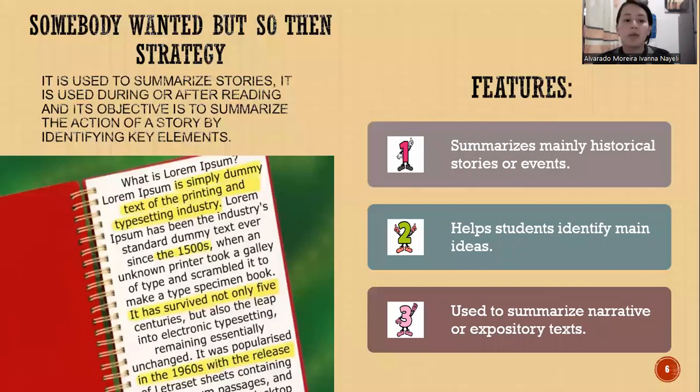Okay, then we have another strategy to summarize information. Okay, this strategy is the somebody wanted but so then strategy. Okay, it is used to summarize stories. It is used during or after reading, and its objective is to summarize the action of a story by identifying key elements. Okay. Its features are: first, summarize mainly historical stories or events. Second, helps students identify main ideas. And finally, used to summarize narrative or expository text.